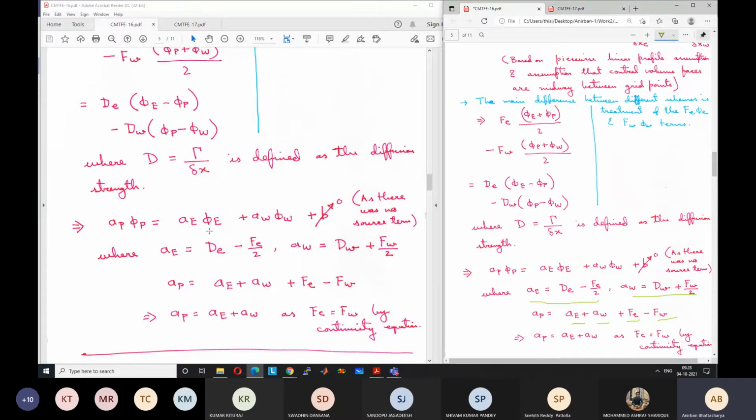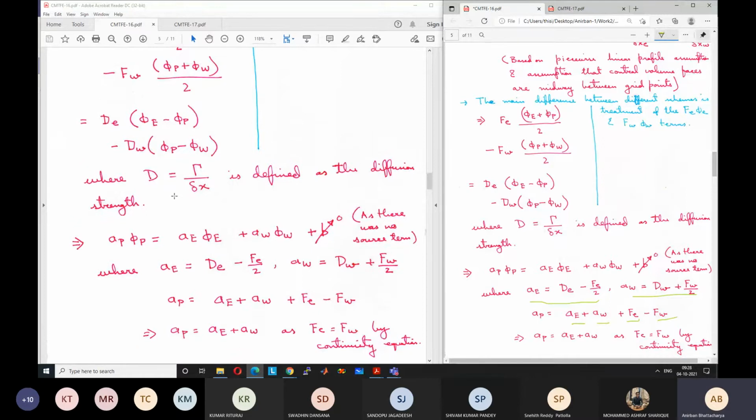So if we supply these values to the solver, the equation is familiar to us: AP phi P is equal to AE phi E plus AW phi W. So the same solver can be used for solving this. For example, I can use the TDMA solver. I can write them in matrix form and just supply the defined values of AE, AP, and AW. The only thing that changes is the values, because their format has changed, and we can get the correct solution.